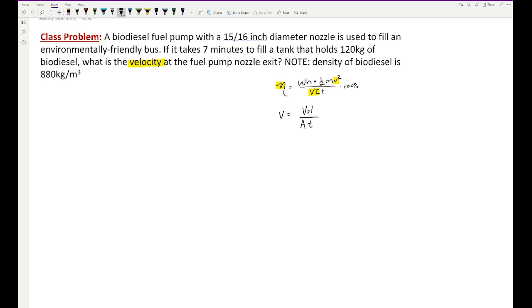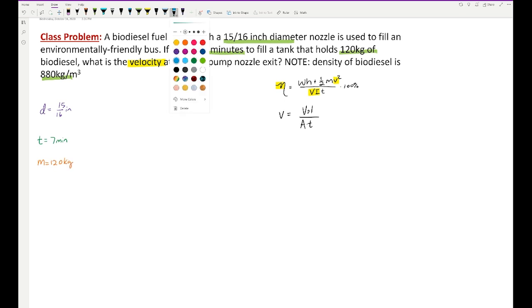In order to find area, we would need to have the diameter of the nozzle, which we are given as 15/16 of an inch. Additionally, we're given the time that it takes to fill the tank and the mass that the tank holds, along with the density of the biodiesel. So let's write down our known information. We know that we have diameter, which is 15/16 of an inch. We also know that we have time, which is 7 minutes. Additionally, we are given the mass, which is 120 kilograms. And the final piece of information that we were given is the density of biodiesel, which is 880 kilograms per meter cubed.